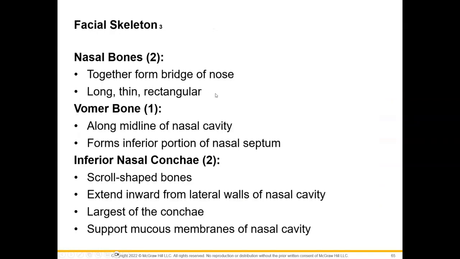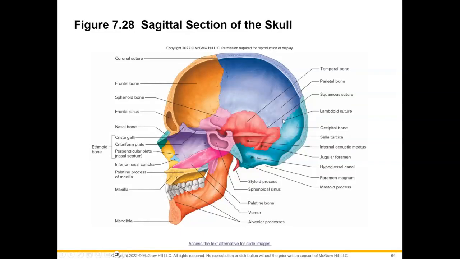Okay, there are two nasal bones. Together they form the bridge of the nose. Long, thin, rectangular. The vomer bone is along the midline of the nasal cavity, and it forms the inferior part of the nasal septum. And then the inferior nasal conchae are scroll-shaped bones. They extend inward from the lateral walls of the nasal cavity. They're the largest of the conchae, and they support the mucous membranes of the nasal cavity. And those are shown here.